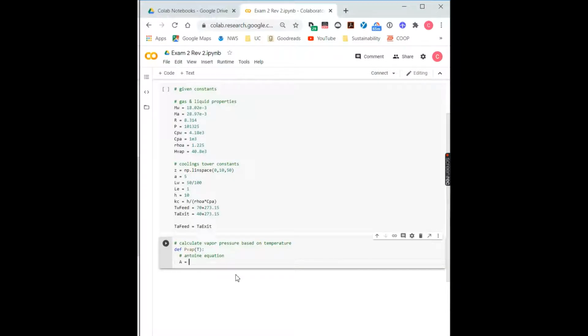These three constants, A, B, and C, for water temperature between 0 and 100, we can look up to find that A will be 8.1, B is 1800, and C is 244. So once we have those values in our function, we can then return a value for the vapor pressure based on temperature using the formula given by Antoine's equation.